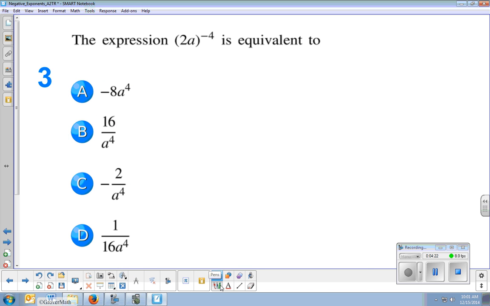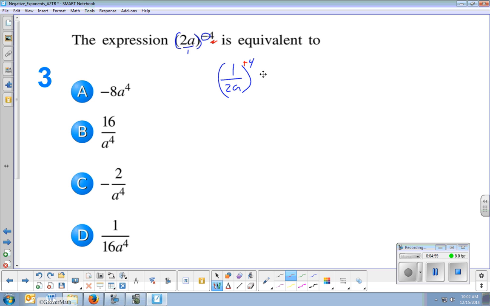2a to the negative fourth. We discussed the importance of parentheses in the past couple of lectures. So both 2 and a are being raised by this exponent here. And so the negative part of it means I need to reciprocal the base. Now 2a is like 2a over 1, so its reciprocal is 1 over 2a. And now it is being raised not to the negative fourth, but to the positive fourth. Again, it has nothing to do with the 4. The fact that it's negative means I reciprocal the base to make my exponent positive.